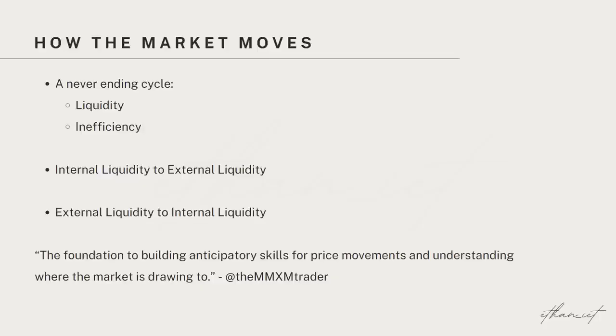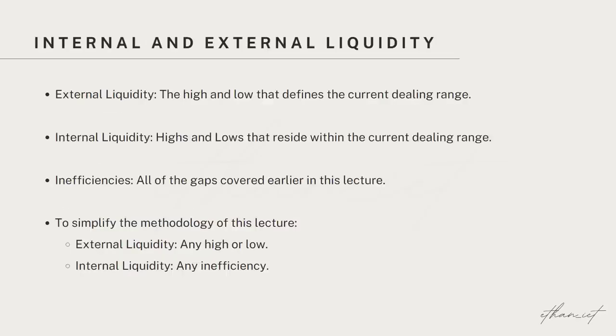The next understanding of how the market books is that the market is either going from internal to external range liquidity or going from external to internal range liquidity. I wanted to quote this from one of my mentors, the MMXM trader, as he opened up my eyes to how easy finding bias actually is. He said that understanding this concept is, and I quote, "the foundation to building anticipatory skills for price movements and understanding where the market is likely drawing to." And having developed to where I am now, this statement couldn't be more true.